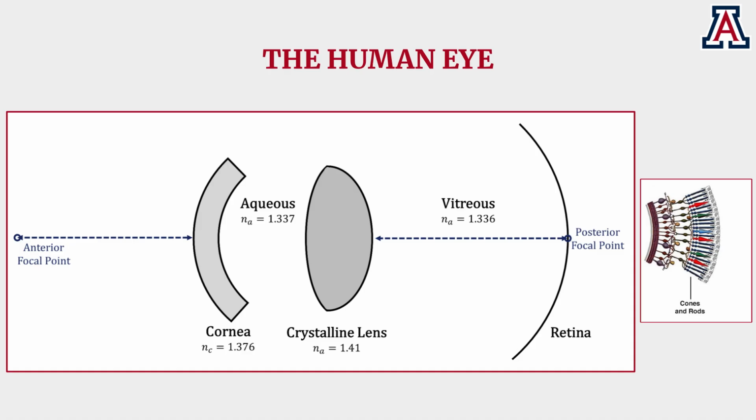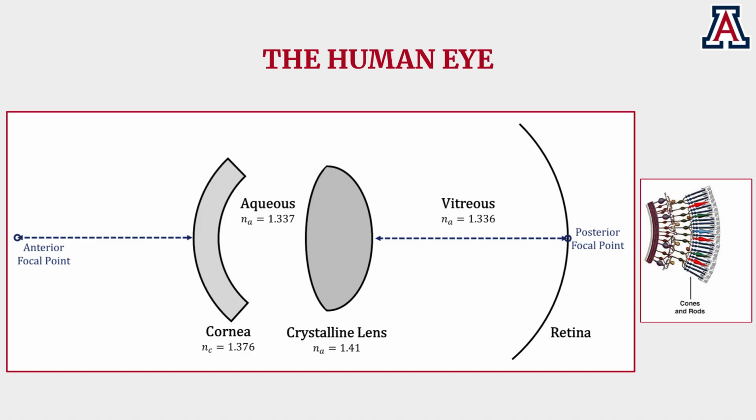Next is the lens, the final major optical element. Unlike the cornea, the lens can change shape using surrounding muscles. This changes its optical power, allowing the eye to focus on near or distant objects. Behind the lens is the vitreous humor, a transparent gel that helps maintain the spherical shape of the eye and keeps the retina in place.